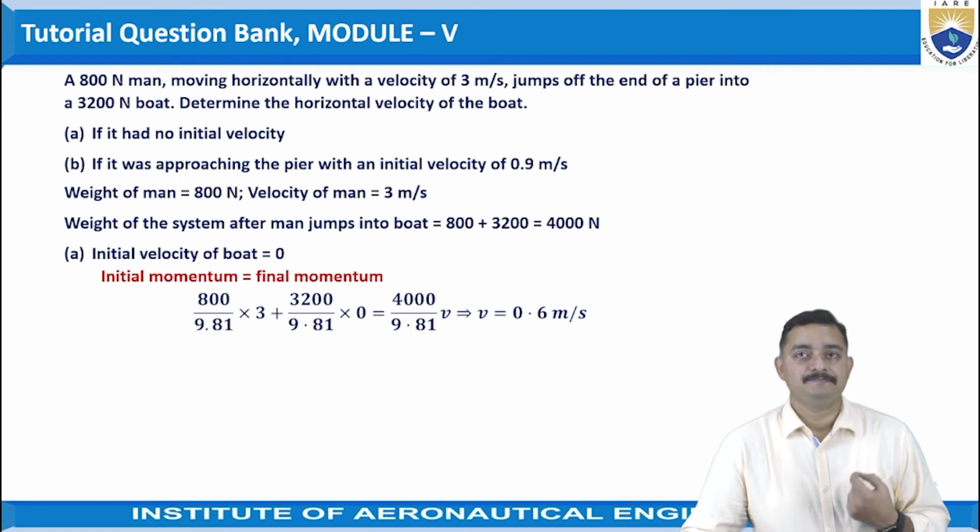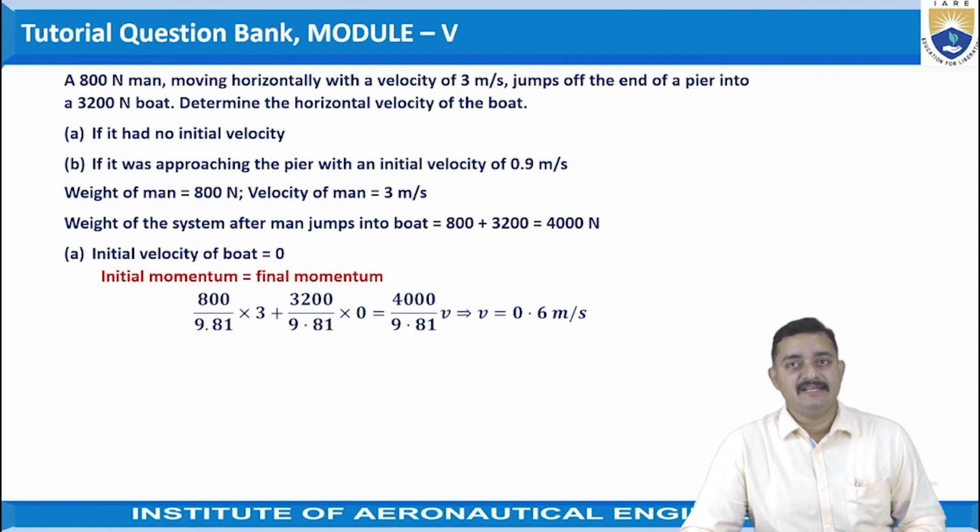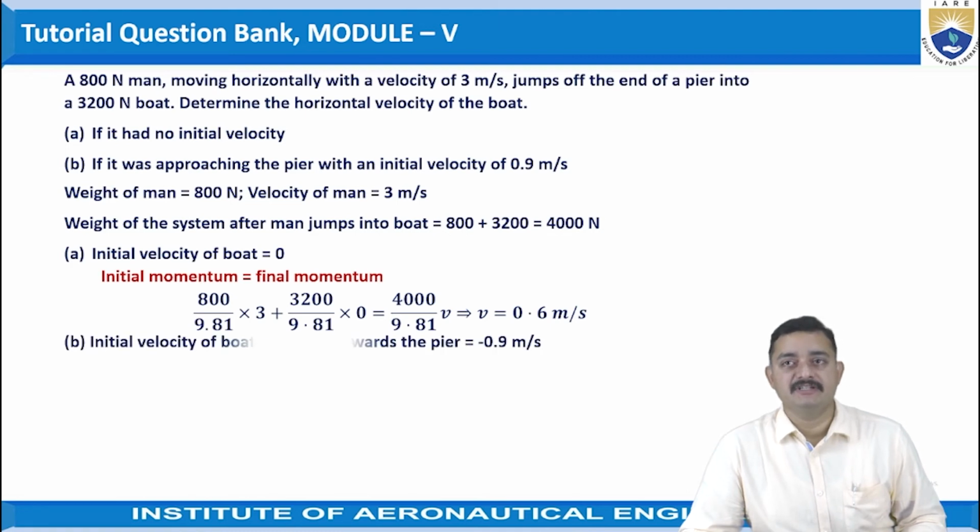So the value would be mass into velocity, wherein we need to consider the man before jumping and after jumping. There are two objects in this total system, that is man and boat. So both man and boat, before the jumping of the person and after the jumping of the person, we will be considering. Hence we can write it as 800 by 9.81 into 3 plus 3200 by 9.81 into 0 is equal to 4000 by 9.81 V, which implies V is equal to 0.6 meters per second.